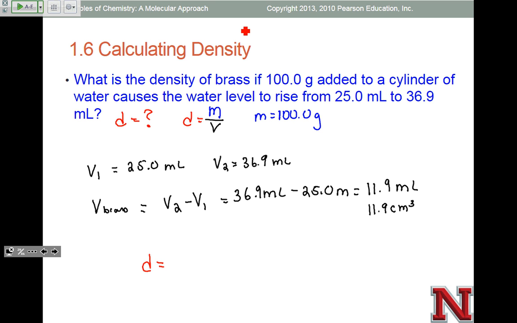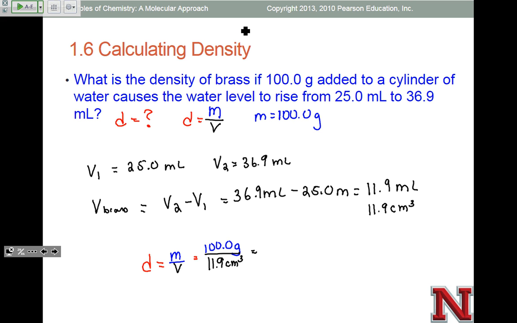So our density is equal to our mass over our volume. So that's going to be equal to our 100.0 grams divided by our 11.9 milliliters. Or since this is a solid, let's do it in centimeters cubed since that's our SI unit. But I'll be really specific on what I want because you have multiple choice. So clearly, if all the units are in grams per milliliter on your multiple choice, that's what I want.